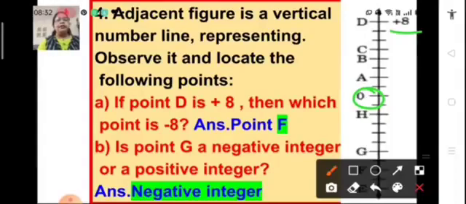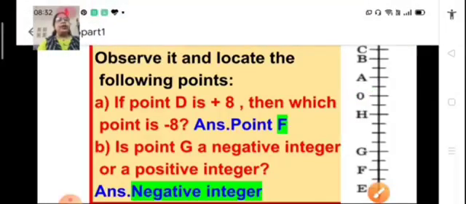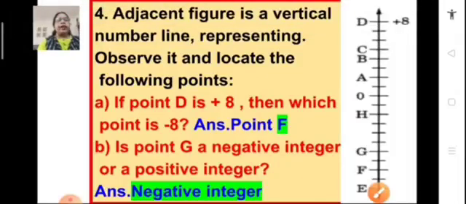So where will be negative 8? We will count 8 steps below 0 level. And where do we reach? We reach at point F. Point F shows negative 8. Then B, is point G a negative integer or a positive integer? We can see that point G is below 0, so it is represented as a negative integer.